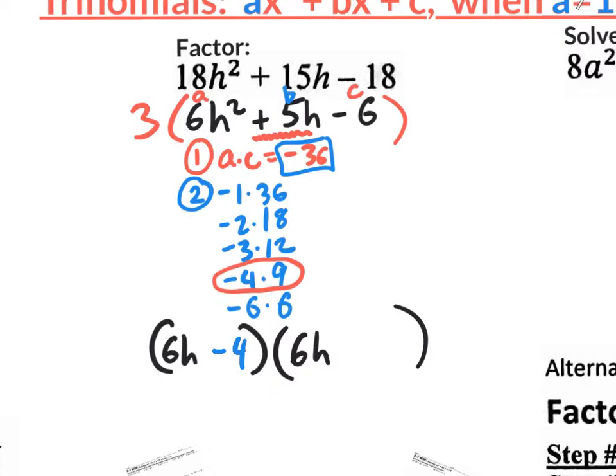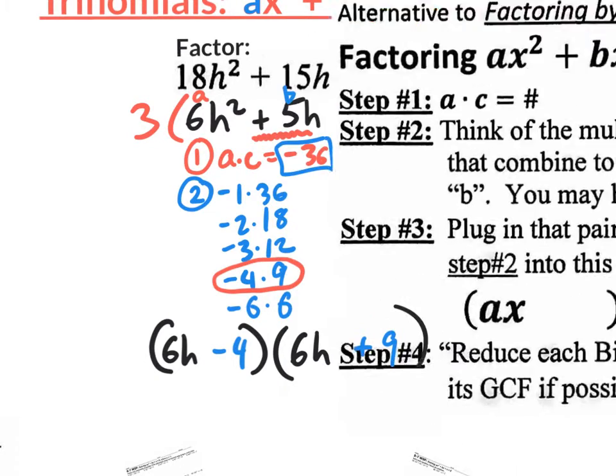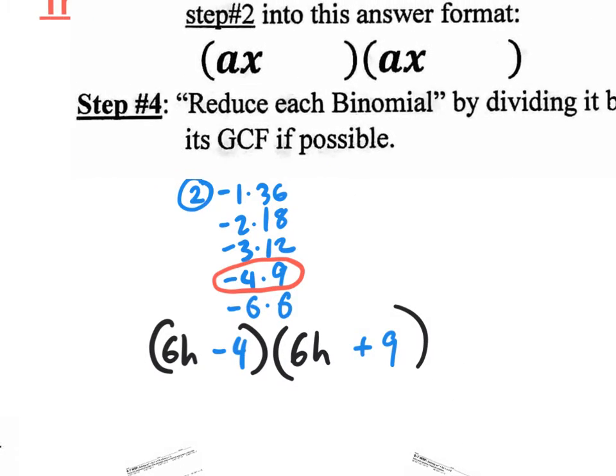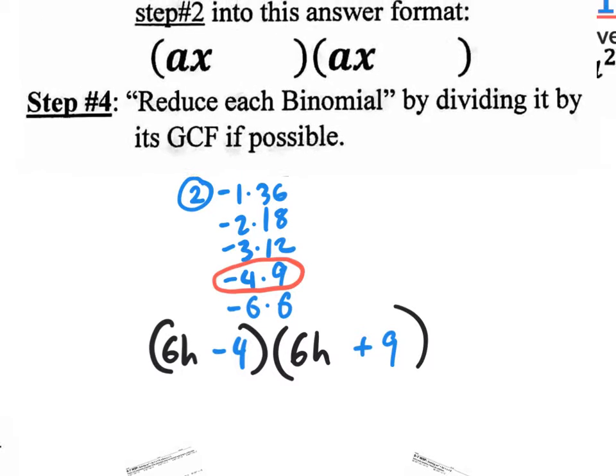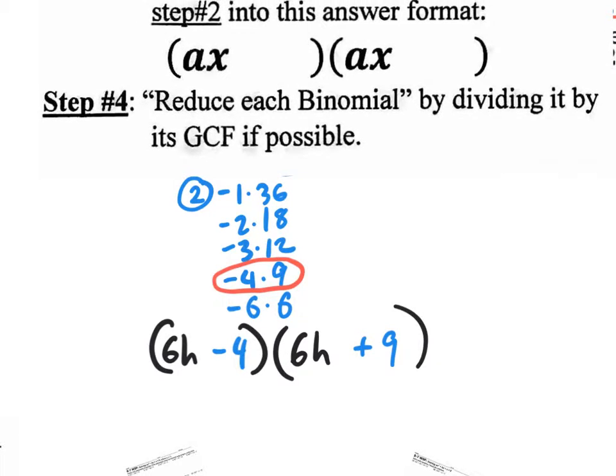-4, +9. Now, we still are not done. Step 4, and this is the magic time. This is what I call magic time. Step 4, you want to reduce each binomial by dividing it by its GCF, if possible, right?